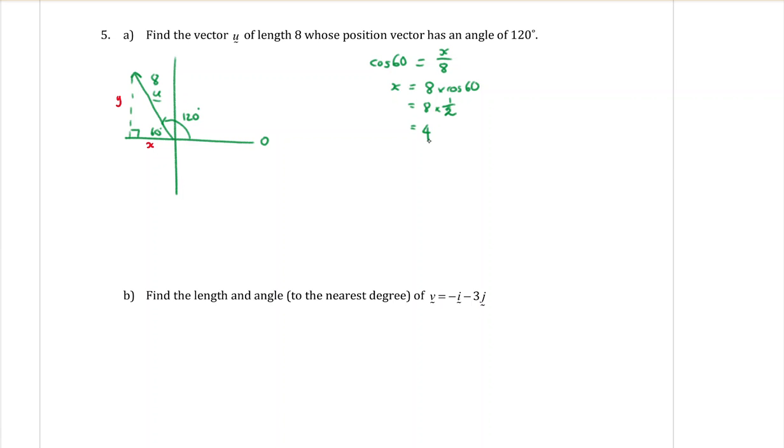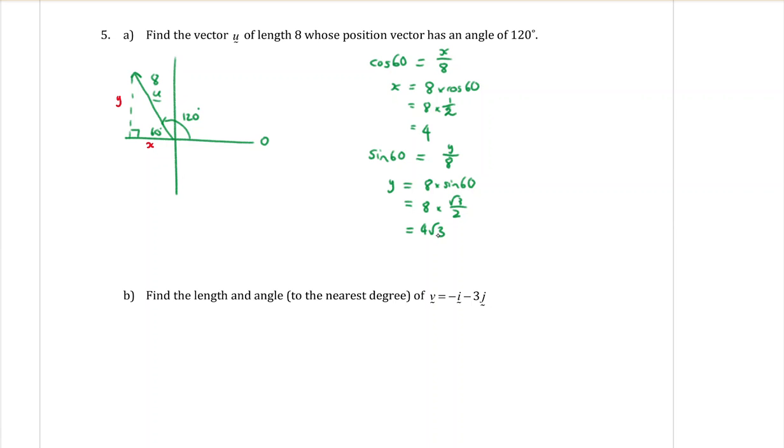Now if I want to find y using the 60, I'm using the opposite and hypotenuse, so we're going to use sine 60. Sorry, y over 8. Oh, okay, you're fast, let me do it. y equals 8 times sine 60. Sine of 60 is root 3 over 2. Now, 8 divided by 2 makes 4 root 3.